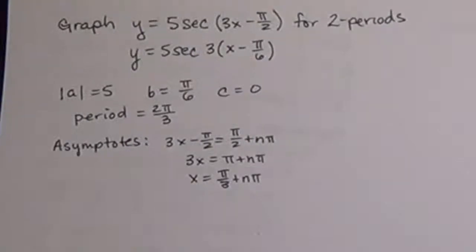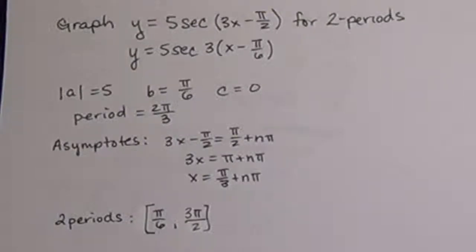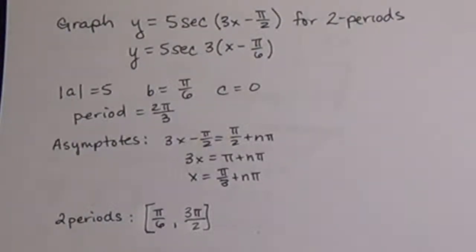Now we can determine the two periods that we're going to want to graph. In this case, our phase shift is pi over 6, so we're going to start our interval at pi over 6, and we can use the asymptotes and the period to determine two full periods of the graph. Our period is 2 pi over 3. If we like, we can think of that as 4 pi over 6. So we're going to add 4 pi over 6 times 2, or 8 pi over 6, to get 9 pi over 6, or 3 pi over 2. So there's the interval for the two periods that we're going to graph.